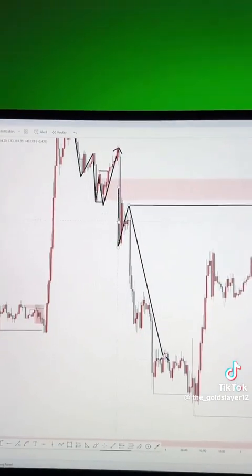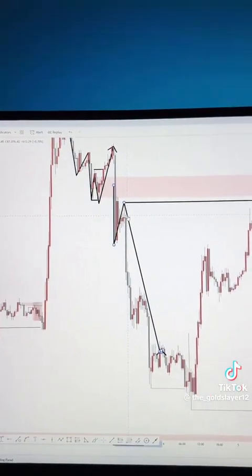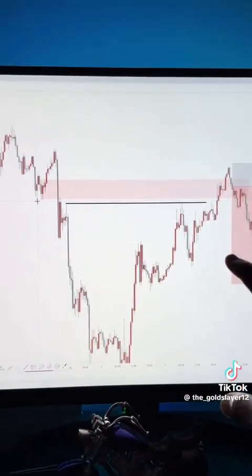So this is the breaker block entry, guys. Let me delete this as well so that the entry looks clean. Let me delete this. Okay, yeah. So guys, this is basically it. This is the breaker block entry model playing out very well.